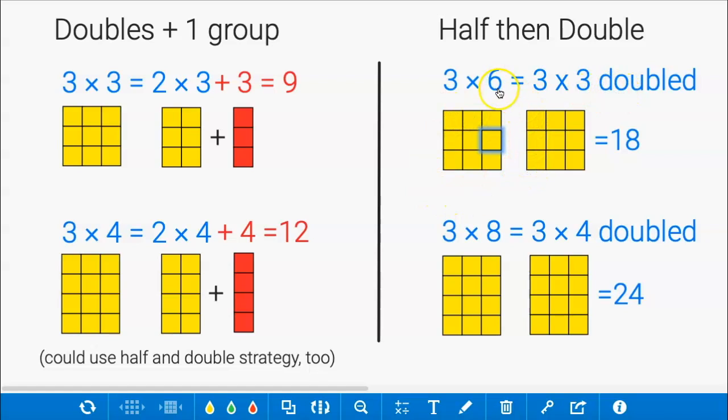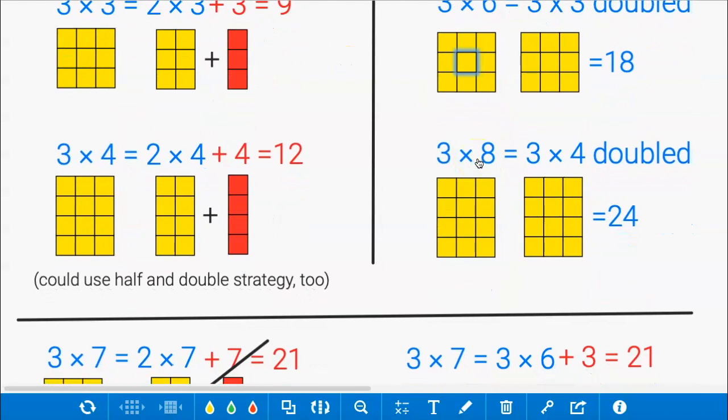So we're going to take half of 6, which is 3, and then we're going to double that math fact. So again, 3 times 6 would be seen as 3 groups of 3 and 3 groups of 3. So that would be 9 plus 9 is 18.